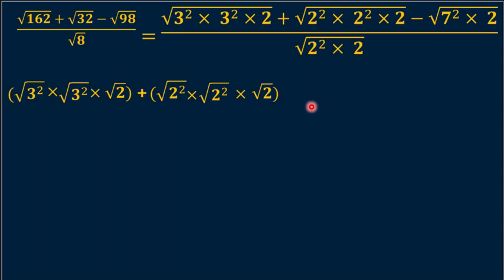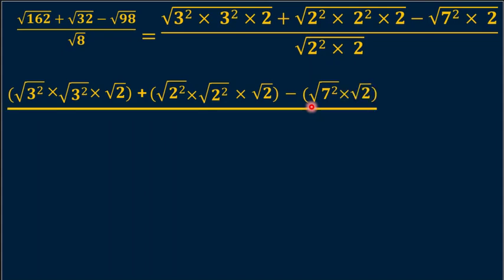Nothing has changed. We have just separated it for easier identification. The same thing, square root of 7 squared times square root of 2. And then we don't forget our denominator, which is square root of 2 times square root of 2. Sorry, this is square root of 2 squared. Now things become very easy because you see that square root of 3 squared is 3. Square root of 3 squared is also 3 because this cancels this. That leaves us 3 times 3 times square root of 2 for this.